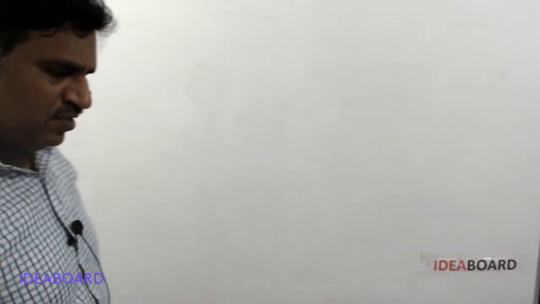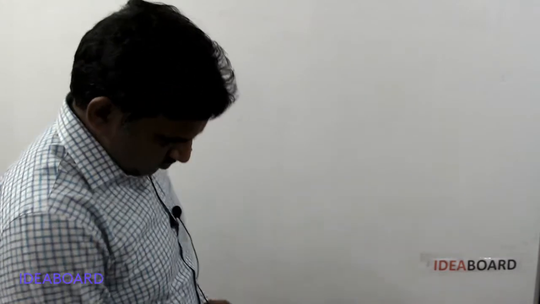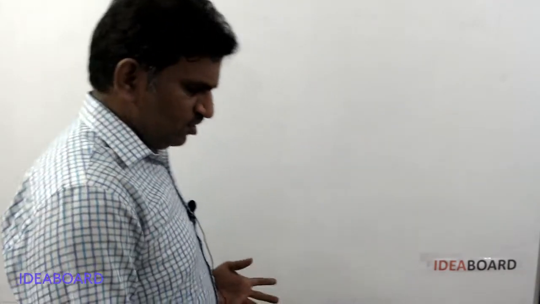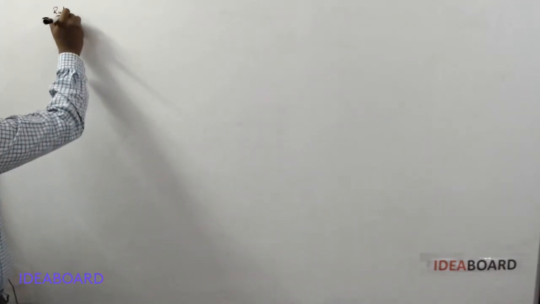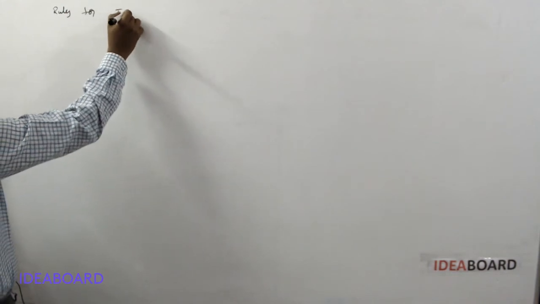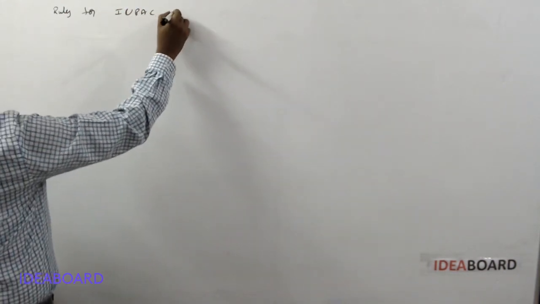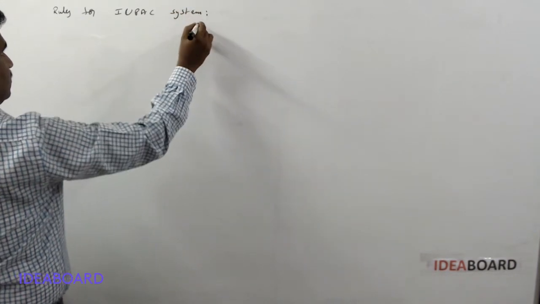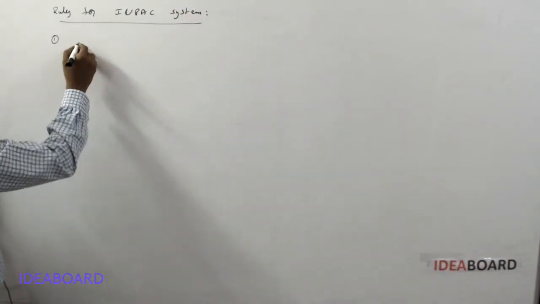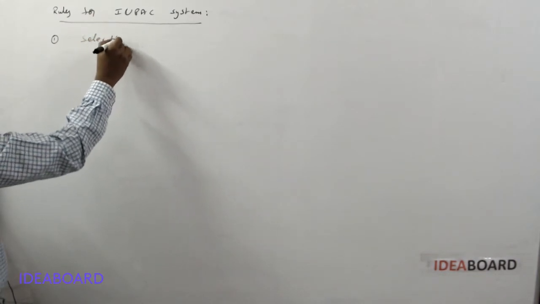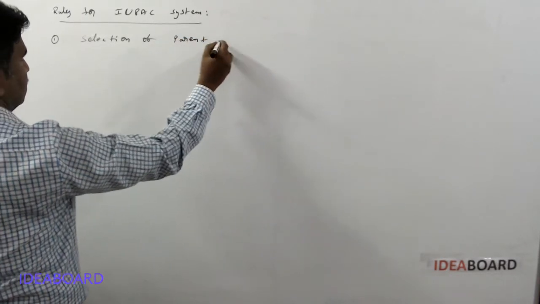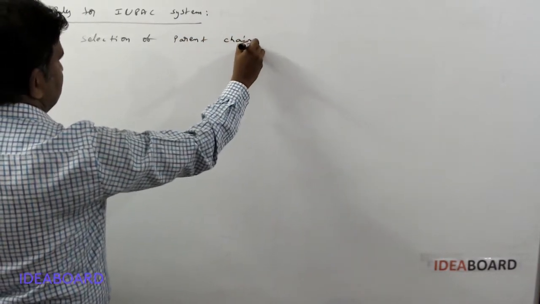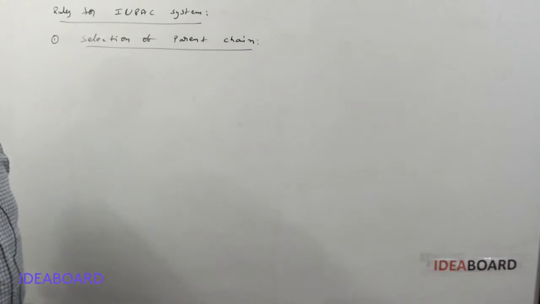Next, in IUPAC nomenclature, we need to follow some rules. In that, mainly, first is selection of parent chain. So, rules for the IUPAC system. The main and important first one is selection of parent chain. And the second rule is numbering of the parent chain.